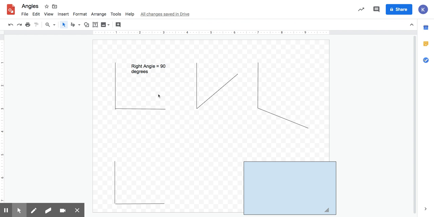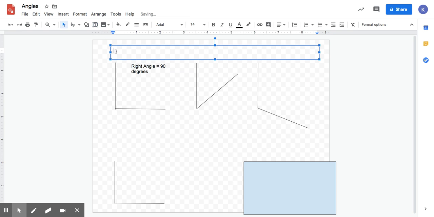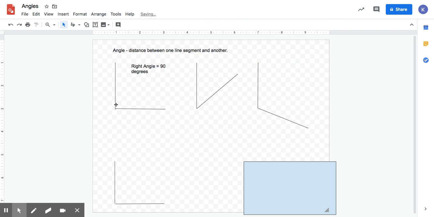Now, that might sound kind of funny. 90 degrees. What on earth is 90 degrees? Well, we need to get a little more specific when we talk about what 90 degrees means. An angle is the distance between one line segment and another. So what is a line segment? Well, any line that joins another line, any line that does not continue on forever, is a line segment.